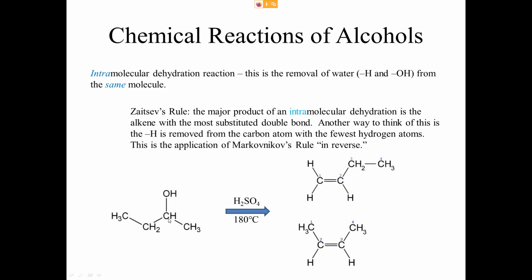This carbon here is going to lose the OH. The one next to it with the 2 hydrogens is going to lose one of its hydrogens, and these 2 carbons will then form a double bond. Right? So the question over here is, which one of these is the correct answer on the right?